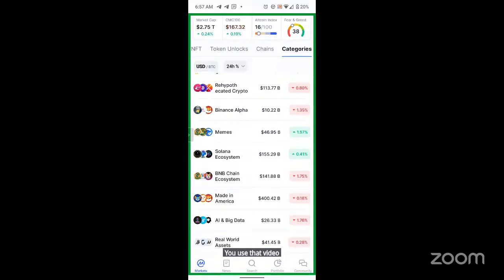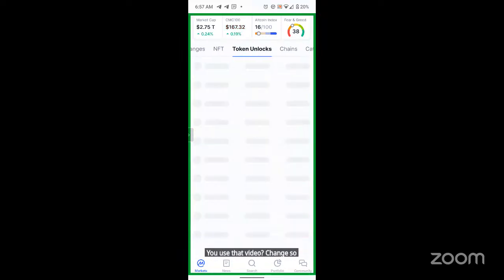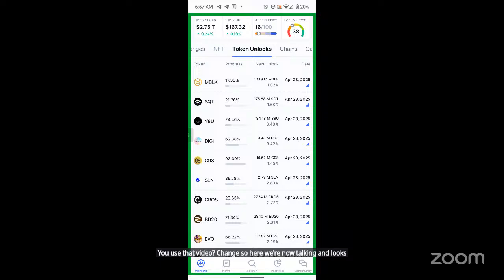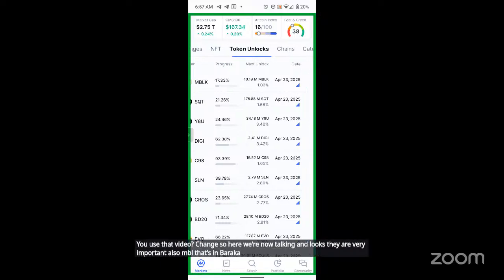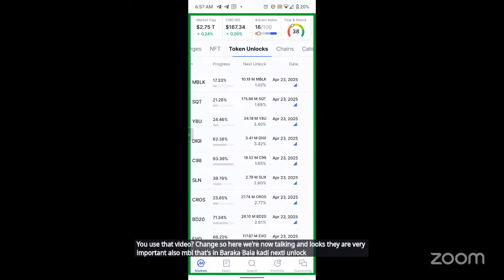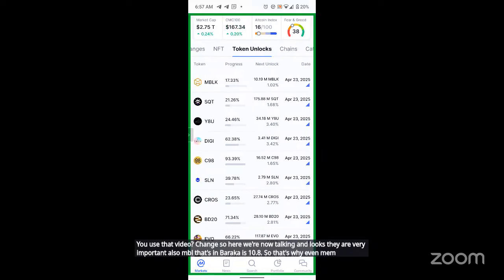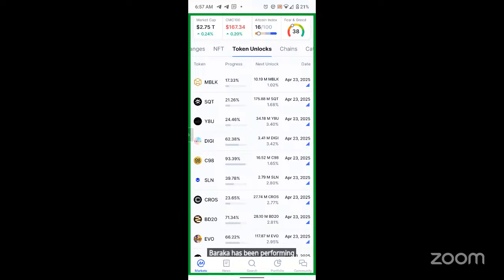Here, token unlocks are very important. Also MBL, that's Mbaraka, the next unlock is 10.0. That's why even with meme coins, I discourage you from trading them. Now you can see Mbaraka has been performing a bit better. Now there is a progress of 17.33.